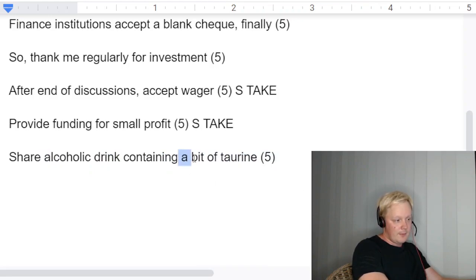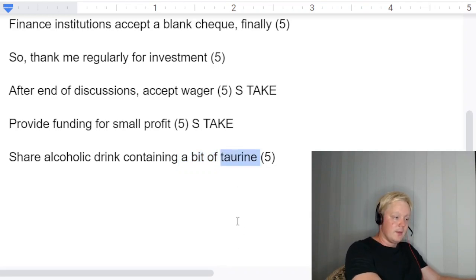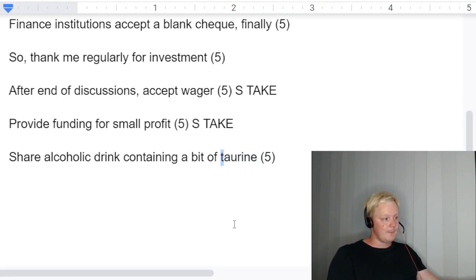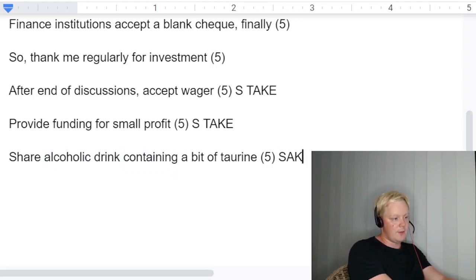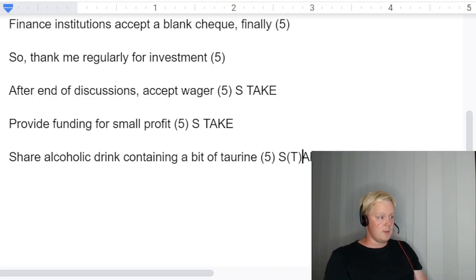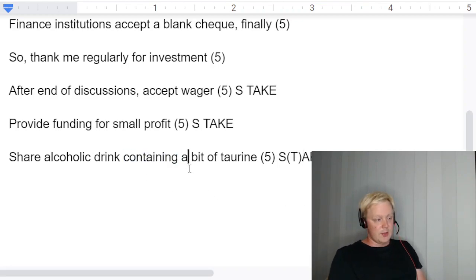Now a bit of, if you see a thing like that, it's not all of this word. So you take the first bit of it, the T, and that is inside a word for alcoholic drink. Well, sake is an alcoholic drink, so if you take the word sake and you put the T inside it, you get steak, which is the answer. And this containing is obviously the indicator there.